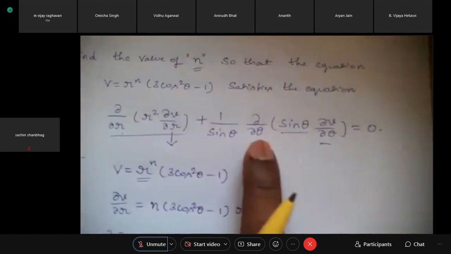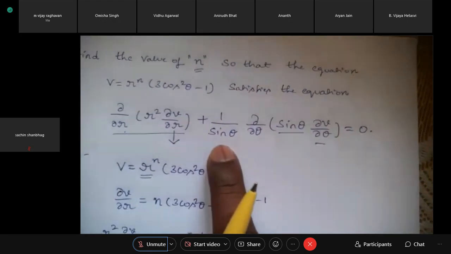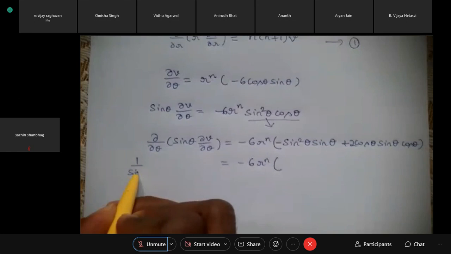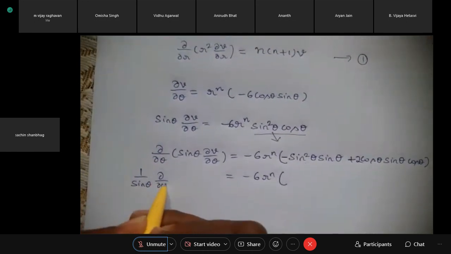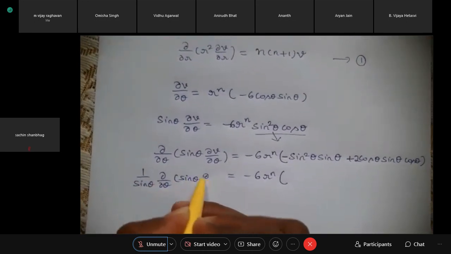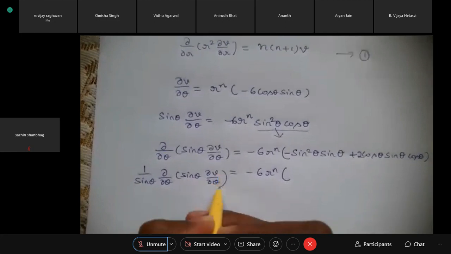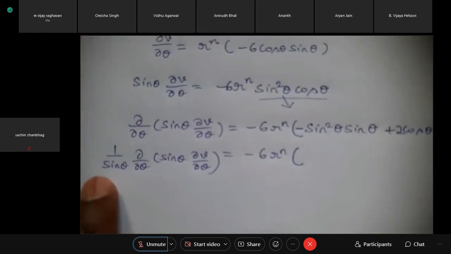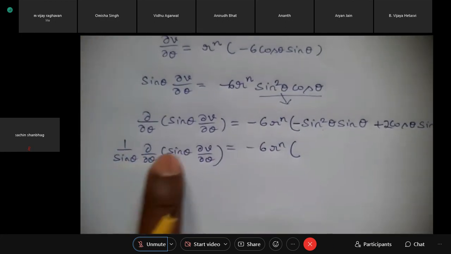Now let me try to simplify this. Before that, I have a term 1 over sine theta. Shall I directly multiply 1 over sine theta to this and simplify? Yes, sir. And one thing, some students try to cancel this sine theta and sine theta here. Can we do that?